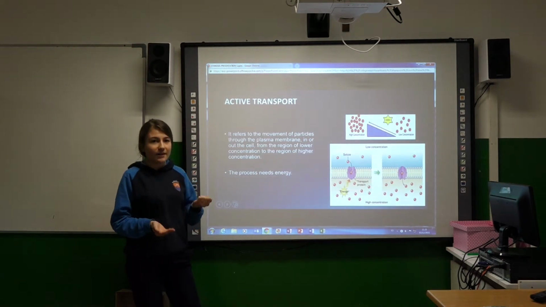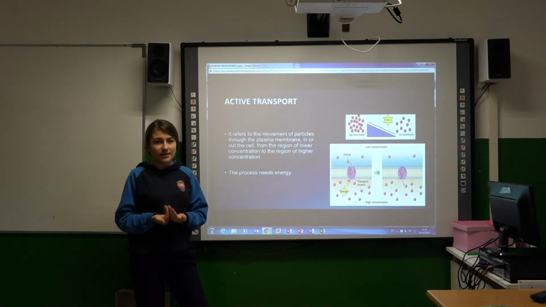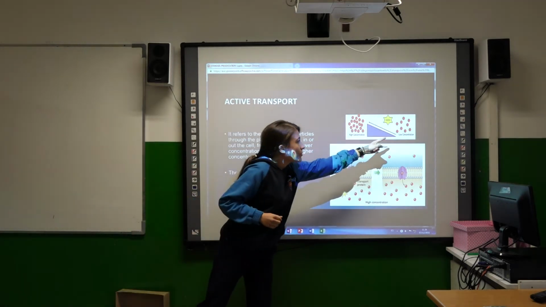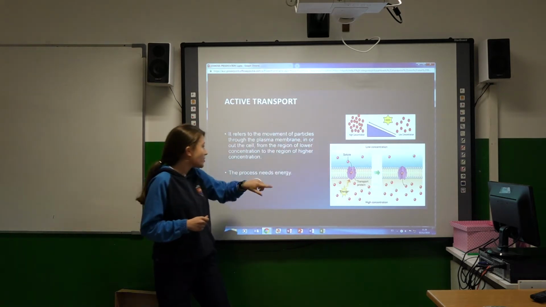Let's continue with active transport. This process needs energy and it refers to the movement of particles from the lower concentration to the higher concentration.